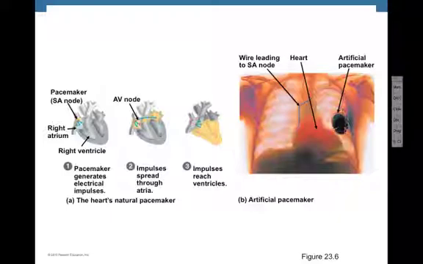Now, you can also have an artificial pacemaker, as this picture is showing. Sometimes people's pacemakers have problems, like I was saying before, and they need to put an artificial pacemaker inside to generate the pulse, so that the pulse is at an efficient number.